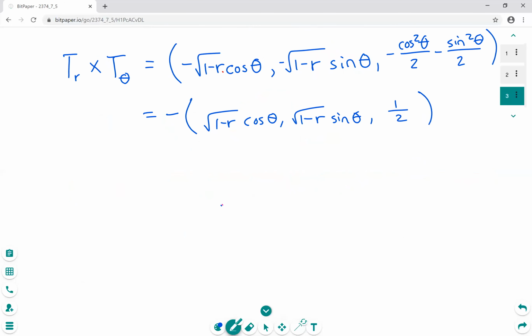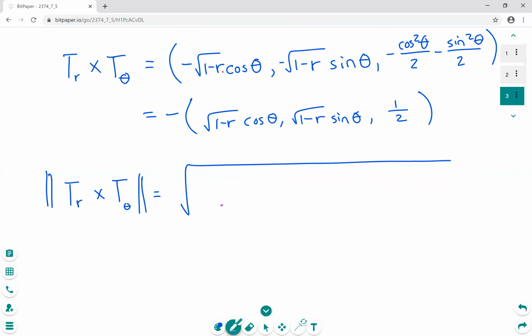Okay, now let's compute the size of this normal vector. Of course, the negative doesn't matter on the outside there. So we square each one of these and we add them together. Well, you get 1 minus r, because we're taking the square root squared, cosine squared, plus again 1 minus r sine squared. Okay, so you can already smell that we're going to be able to simplify here.